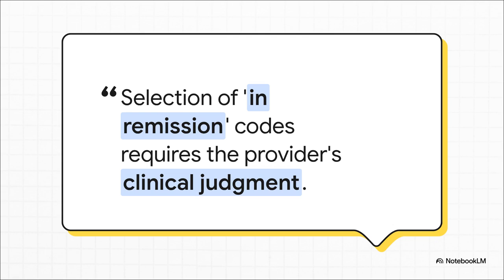The CMS guidelines are explicitly clear. Selecting an in-remission code requires the provider's clinical judgment. Coders are strictly forbidden from assuming remission based on sobriety timelines, negative lab results, or just personal assumptions. If the provider doesn't write the actual word, you have to query them, or you risk an auditor slapping a huge rejected stamp right on your claim.